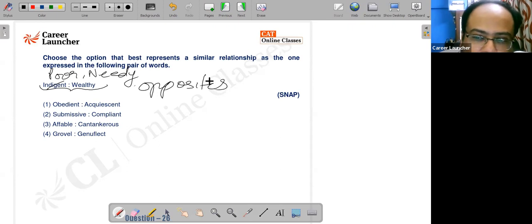So from this perspective, can someone tell me what the answer is? Options 1, 2, 3, 4. Which option gives a pair of opposites? Where do we have opposites?